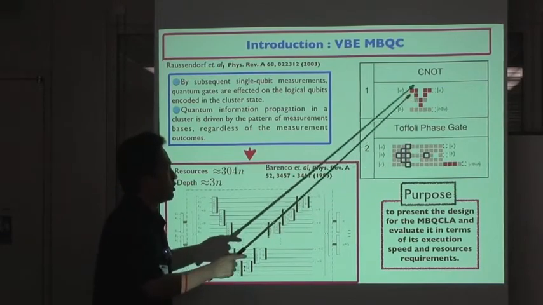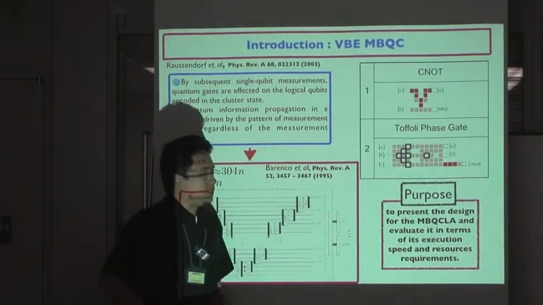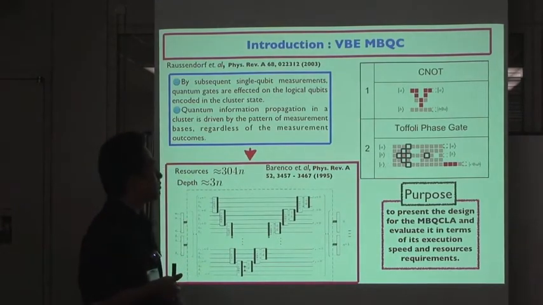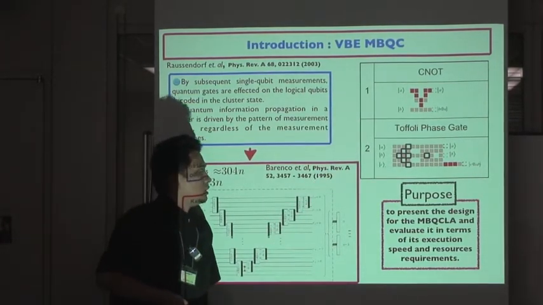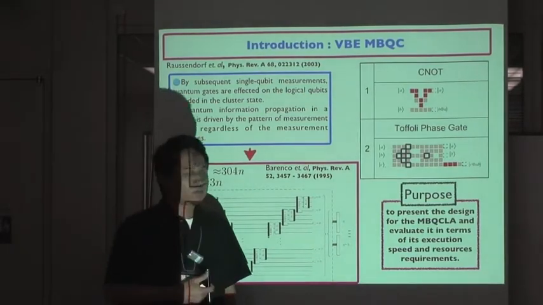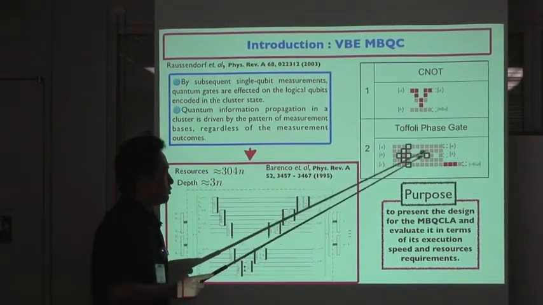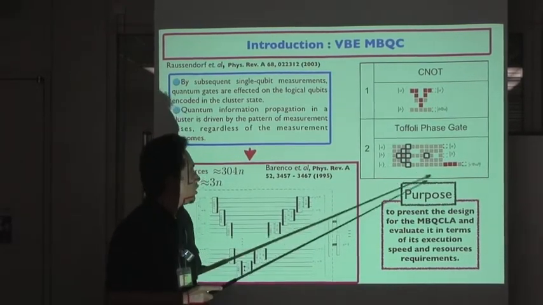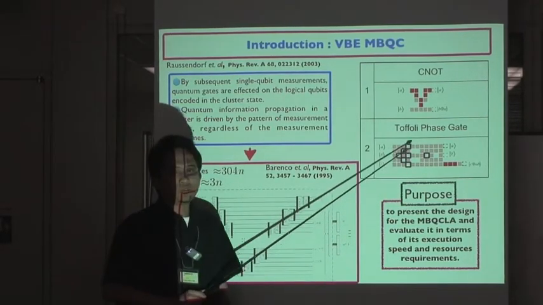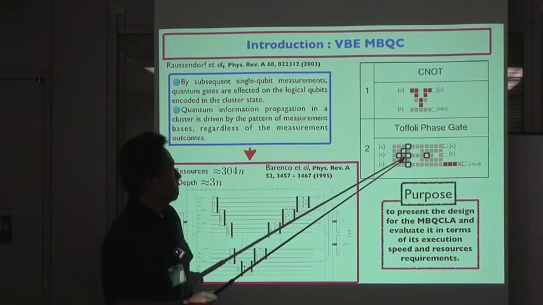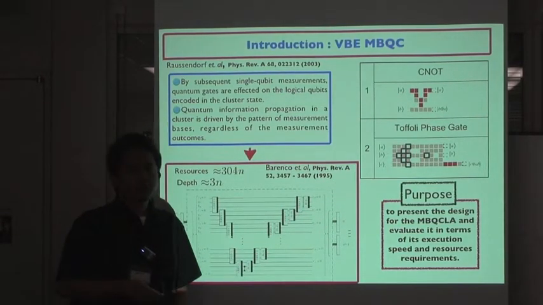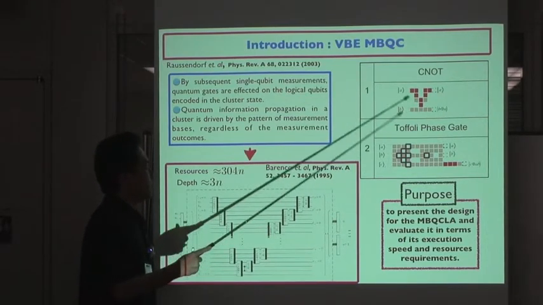Conventionally, we use these symbols. The red box represents the sigma y eigenbasis measurement, the pink box represents the sigma x eigenbasis measurement, and the squared box represents the adaptive basis measurement. Adaptive basis measurement depends on the previous measurement outcomes. So in this Toffoli phase gate, there are two step measurements, which means there are two depths. And in the case of CNOT, we have one step measurement or one depth. We will review this later.